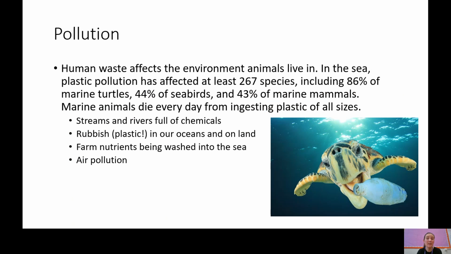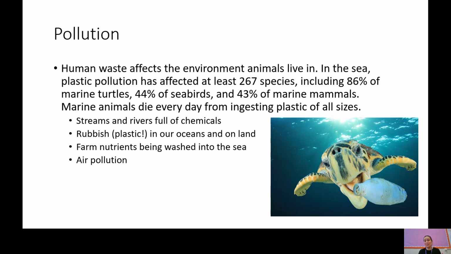Pollution. So human waste, all types of waste affects the environment animals live in. And just as an example, in the sea alone, plastic pollution has affected at least 267 species in the sea, including 86% of turtles, 44% of seabirds, and 43% of marine mammals. And marine mammals die every single day just from ingesting, that means eating, plastics of all sizes.